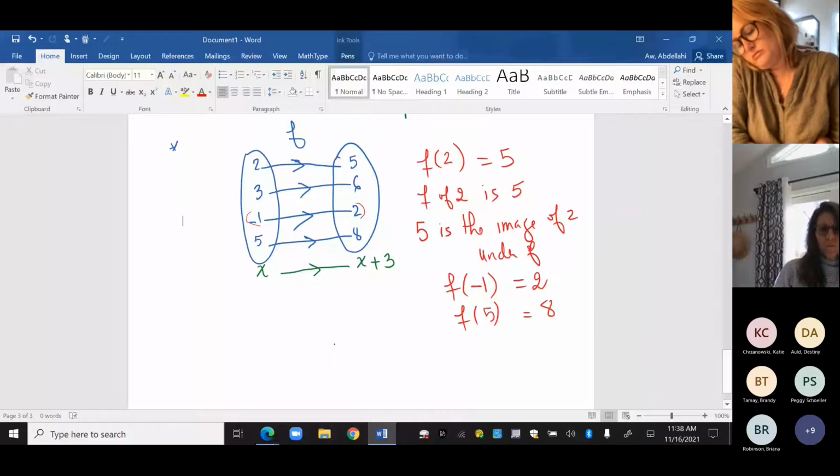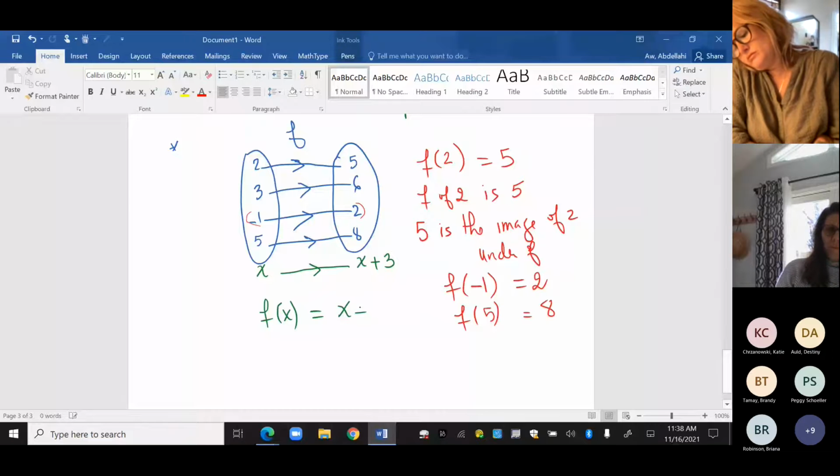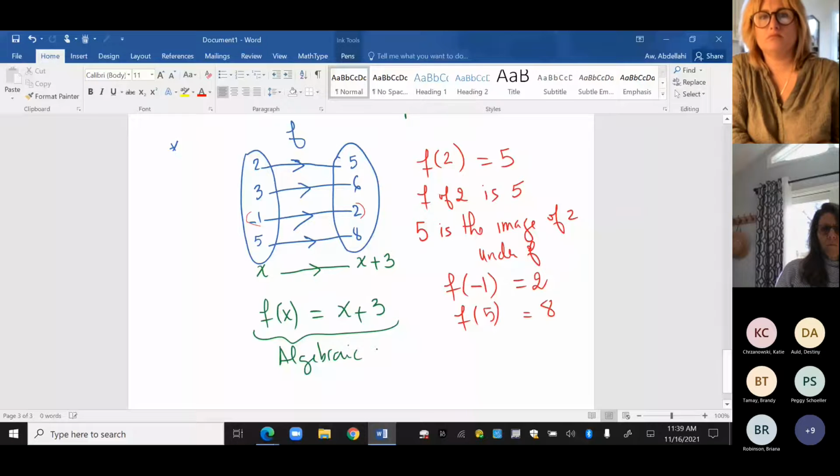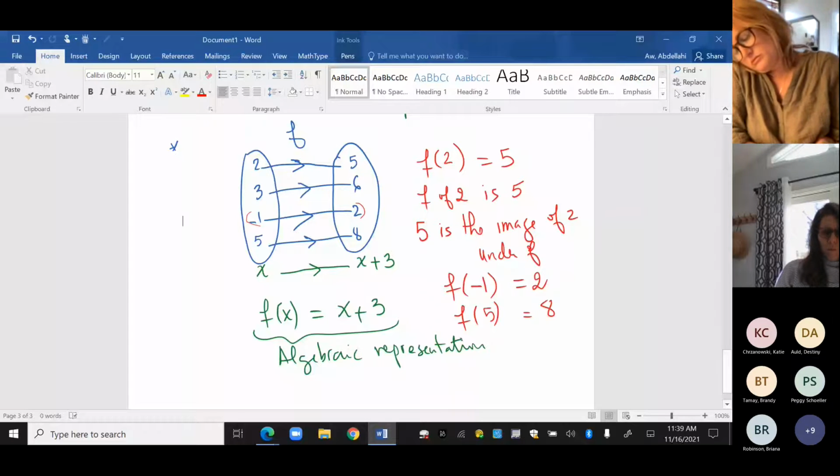That is the algebraic representation. This representation is the best one. Why? Because in this representation, we don't have to enumerate anything. That is the best representation if you want to do calculations, right?